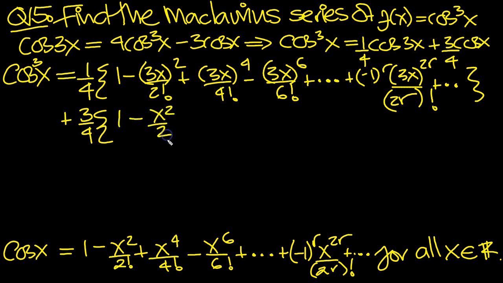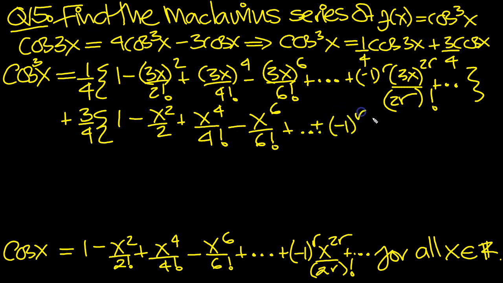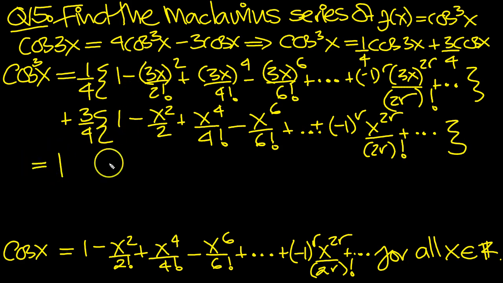So we can just write this series down here. 1 minus x squared over 2 plus x to the 4 over 4 factorial minus x to the 6 over 6 factorial plus dot dot dot, minus 1 to the r, x to the 2r over 2r factorial plus dot dot dot. So we've got that, close bracket. Now let's work out the terms. The first term, the number, will be 1/4 plus 3/4. So that's 1.